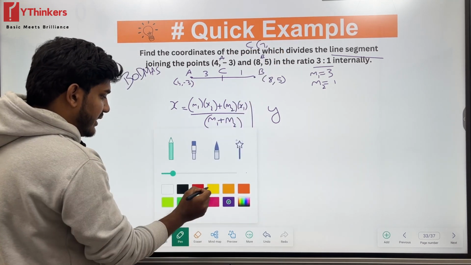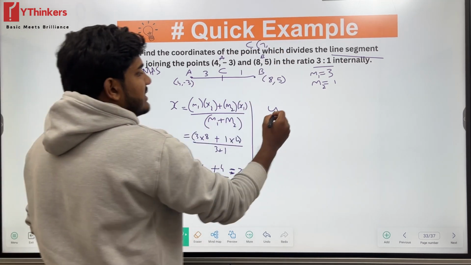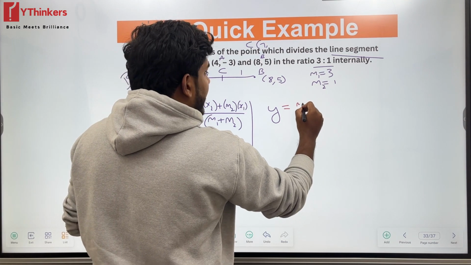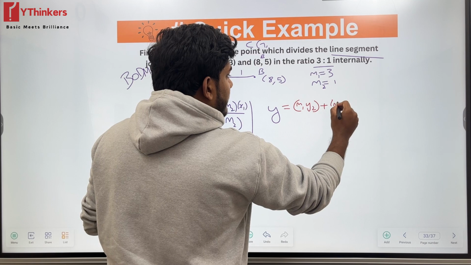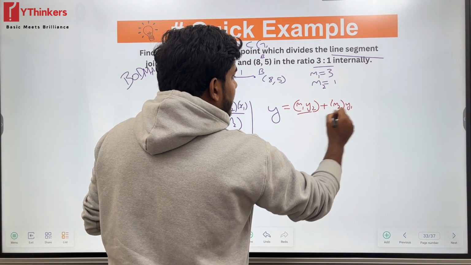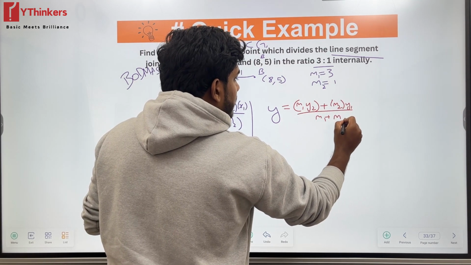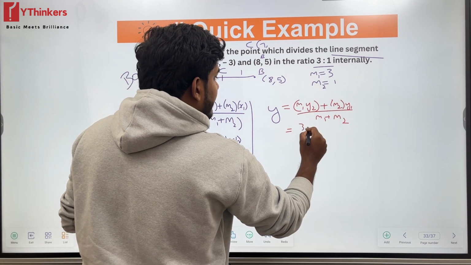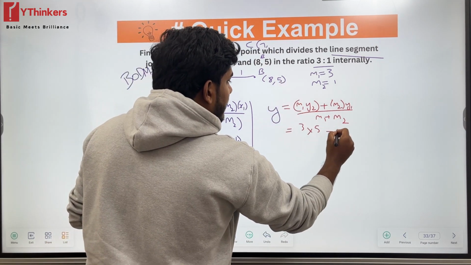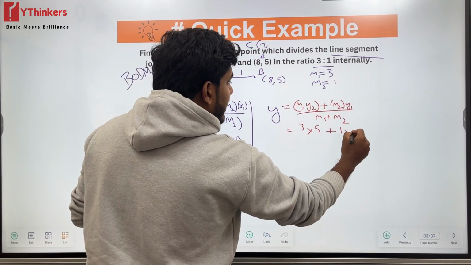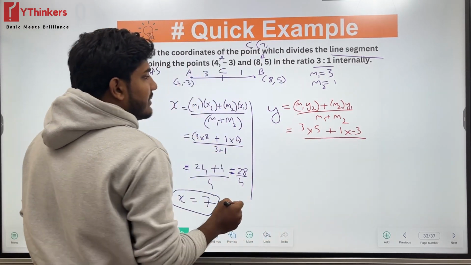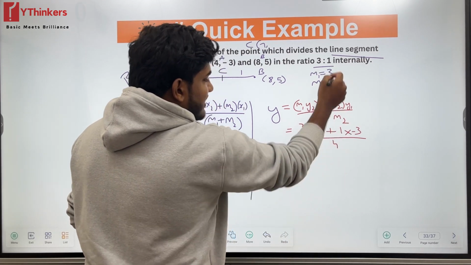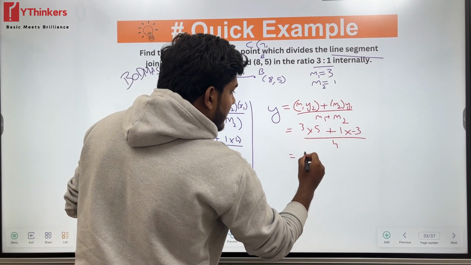Let me take a different color for y coordinate. Same with y. What is the formula for y? M1 y2 plus M2 y1 divided by M1 plus M2. Simple. M1 is 3, y2 is 5, M2 is 1, y1 is -3. Should be careful of the plus and minus signs. M1 plus M2 is 4. 3 plus 1, 4. I'm directly writing it as 4.